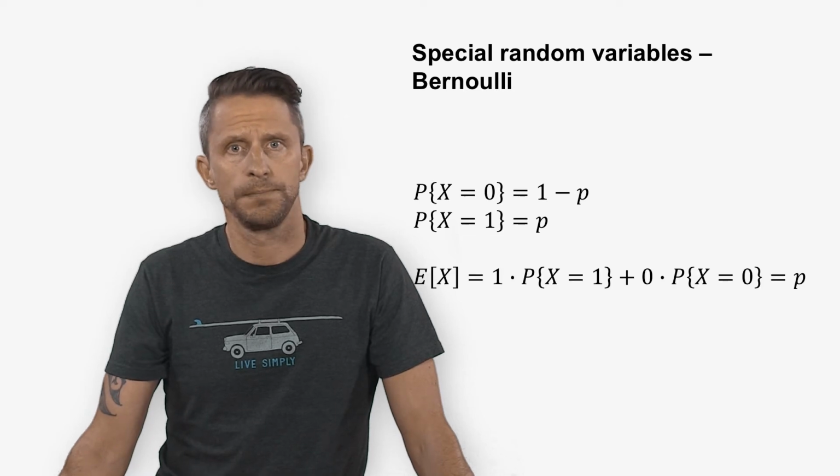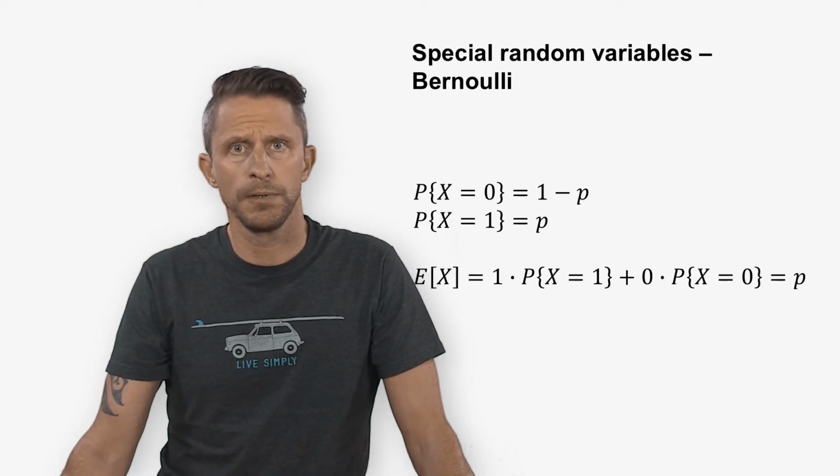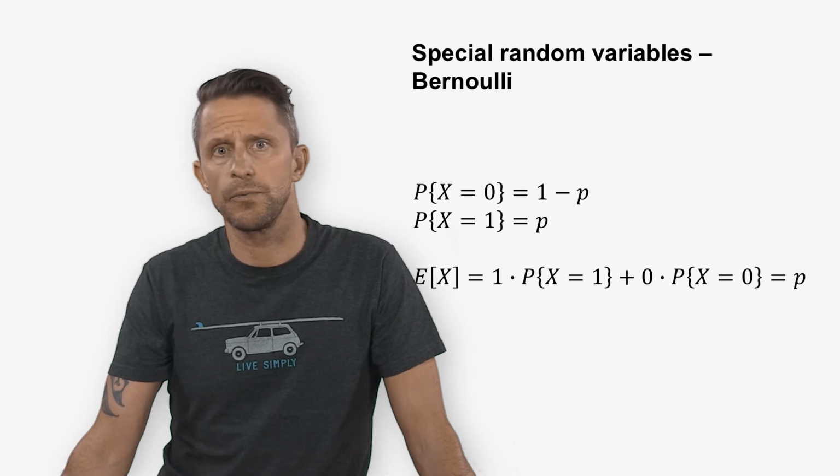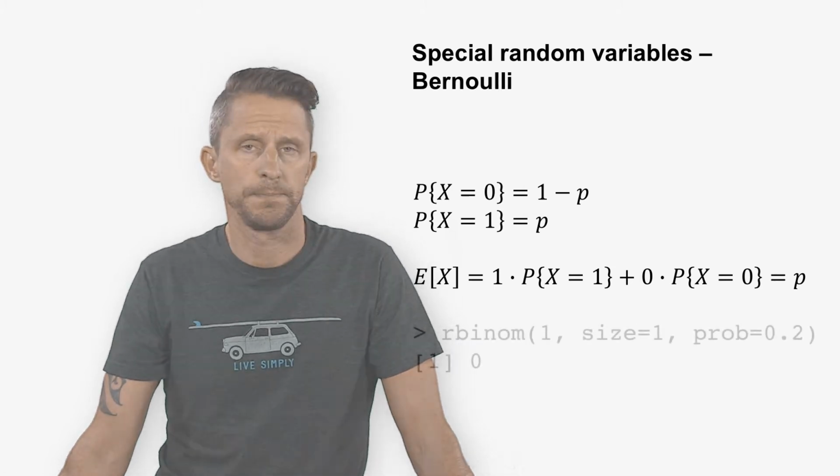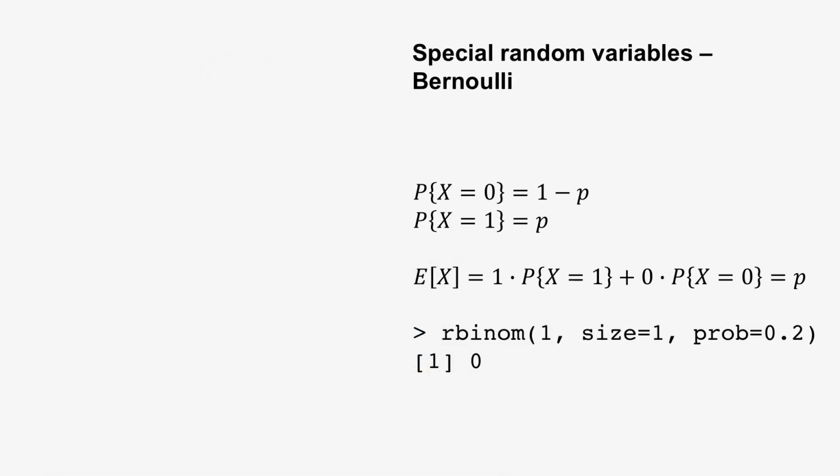The expectation of a Bernoulli random variable is the probability that the random variable equals 1. In RStudio, if you want to have a probability of success that is 0.2, you simply write rbinom, enter 1 to generate one value with size 1, that is a 1 or a 0, and then you enter the probability. Try this on your computer.